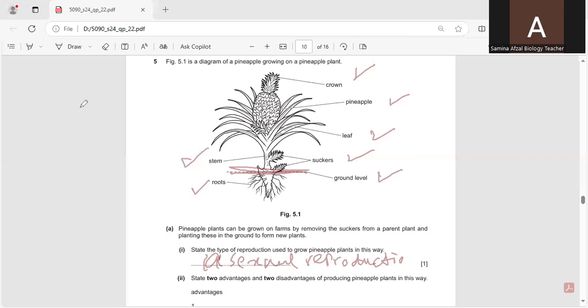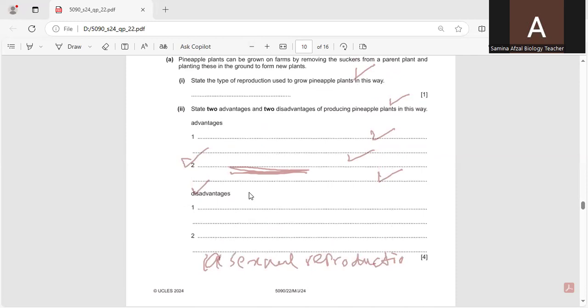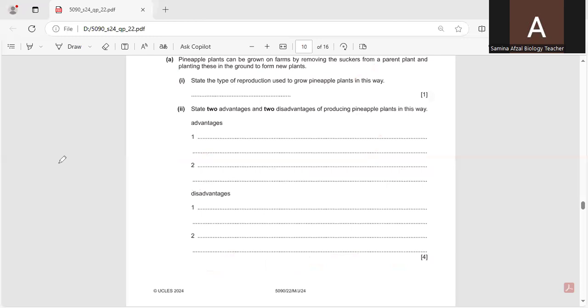We will move towards the next question. State two advantages and disadvantages of producing pineapple plants in this way. First of all, this is the method of asexual reproduction. So a single parent is required. Or you can say, for example, suckers are used to grow.